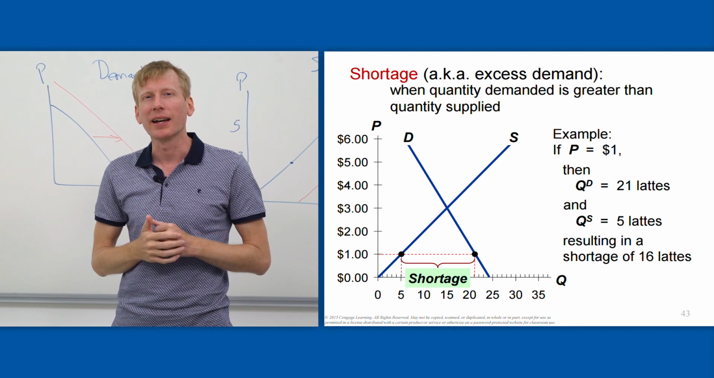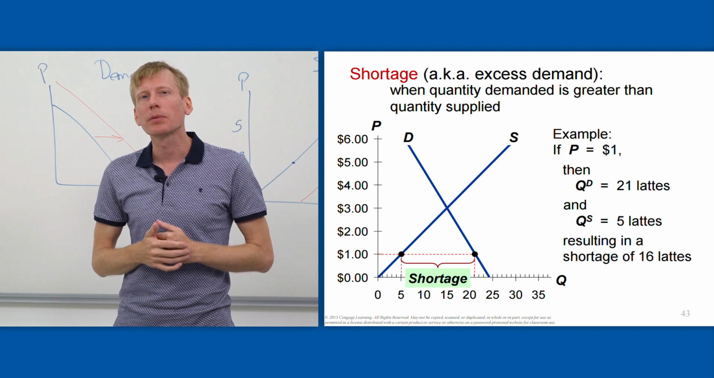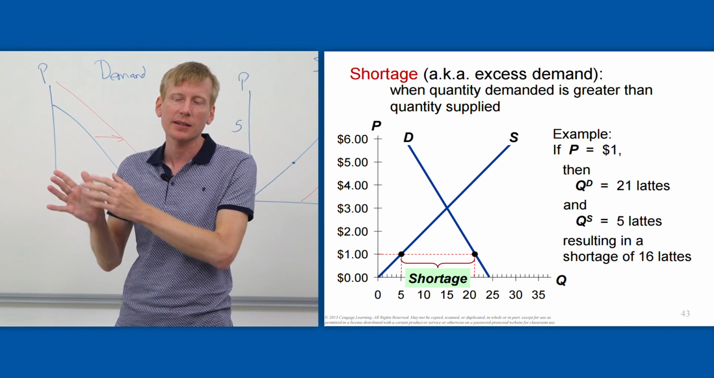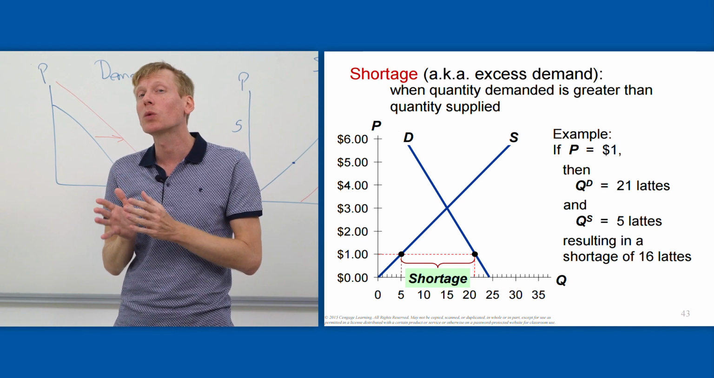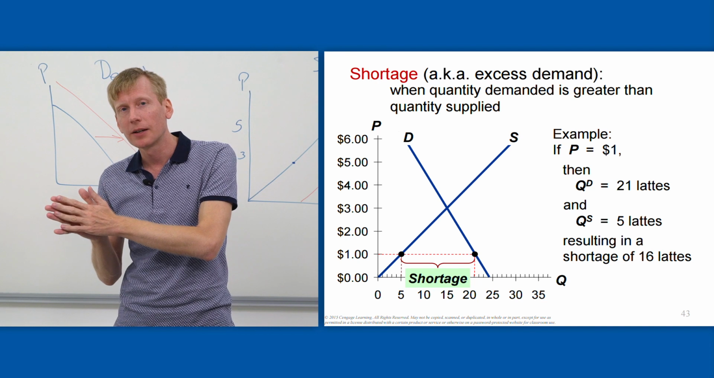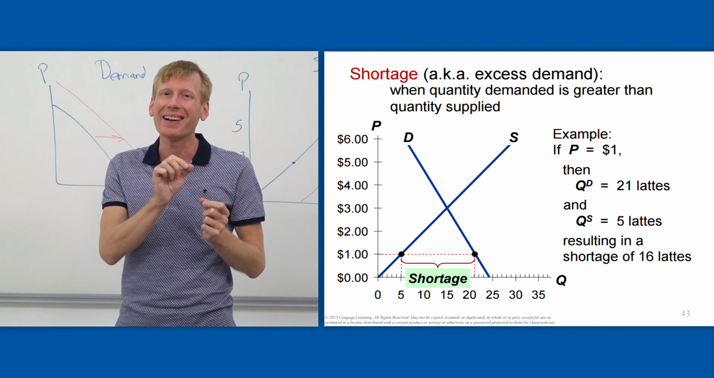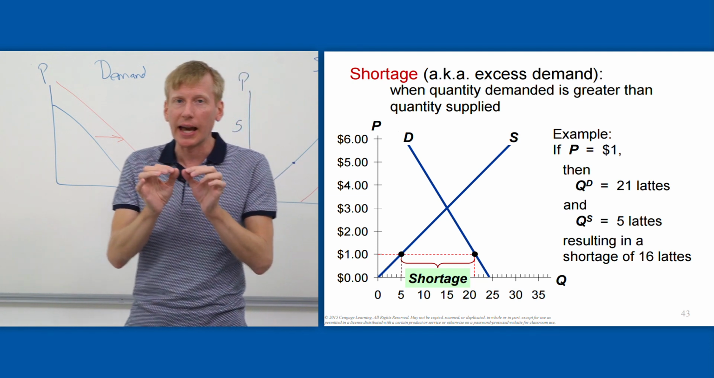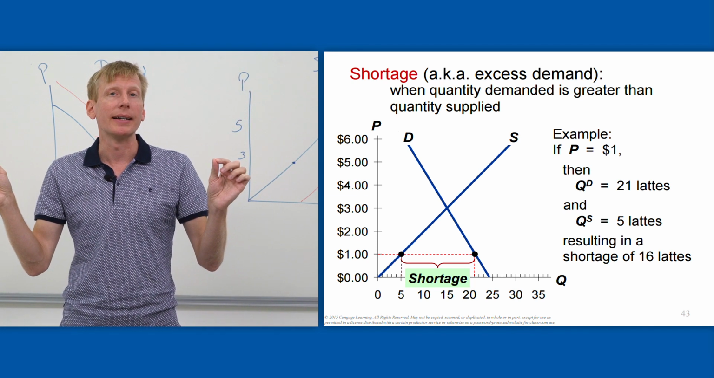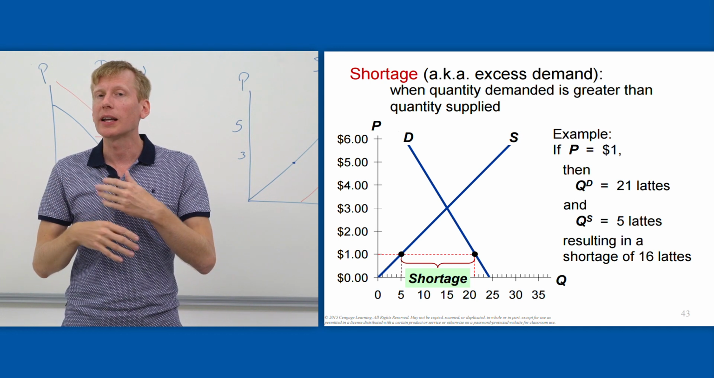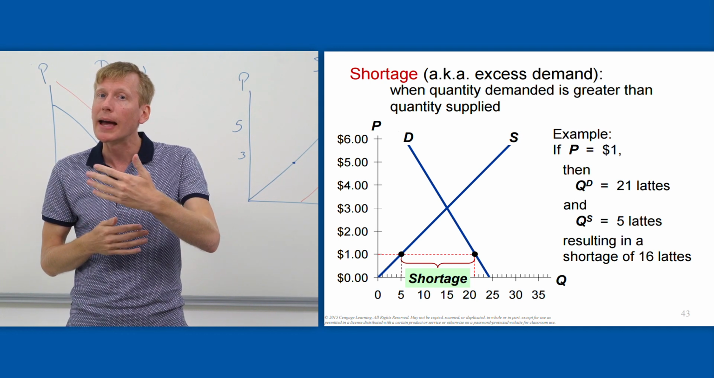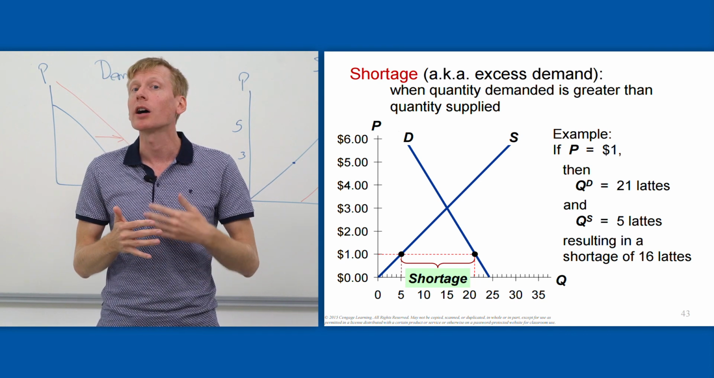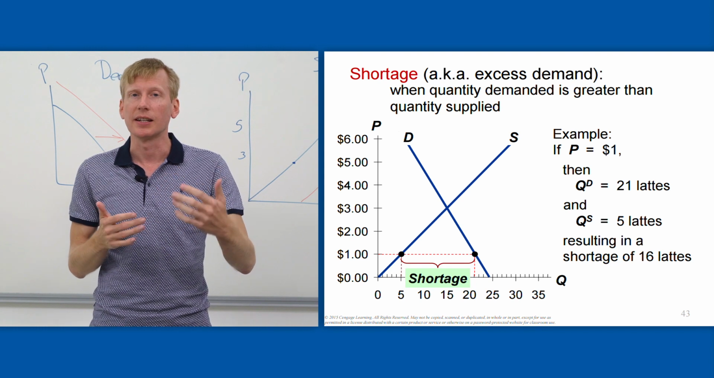But businesses, on the other hand, see that it's not very profitable at all to be making all of these lattes, and they're not willing to make even 15, much less 21. Businesses here are only willing to make 5. That's the quantity supplied on the supply curve with a price of 1. So now we have a gap between supply and demand again, but now the gap goes in the other direction. Quantity demanded is what's larger, and quantity supplied is what's smaller. Now we have a shortage of 16.